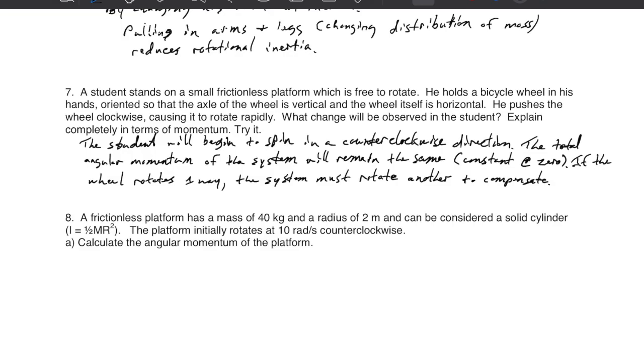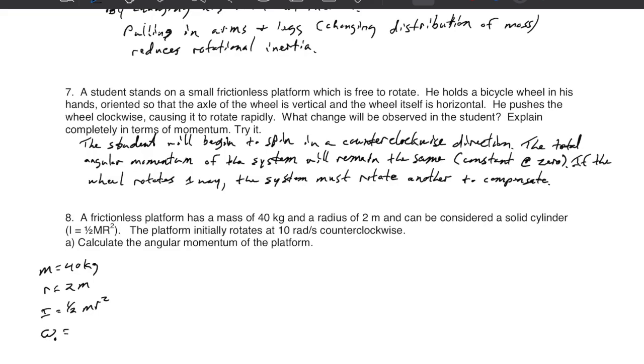A frictionless platform has a mass of 40 kilograms and a radius of 2 meters and can be considered a solid cylinder where the rotational inertia is 1/2 mr squared. The platform initially rotates at 10 radians per second counterclockwise. We're going to call counterclockwise positive, clockwise negative. Calculate the angular momentum of the platform.